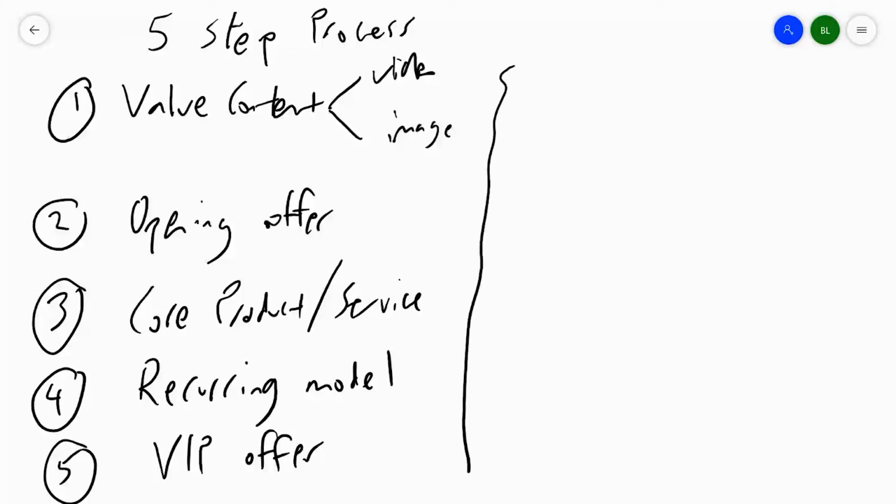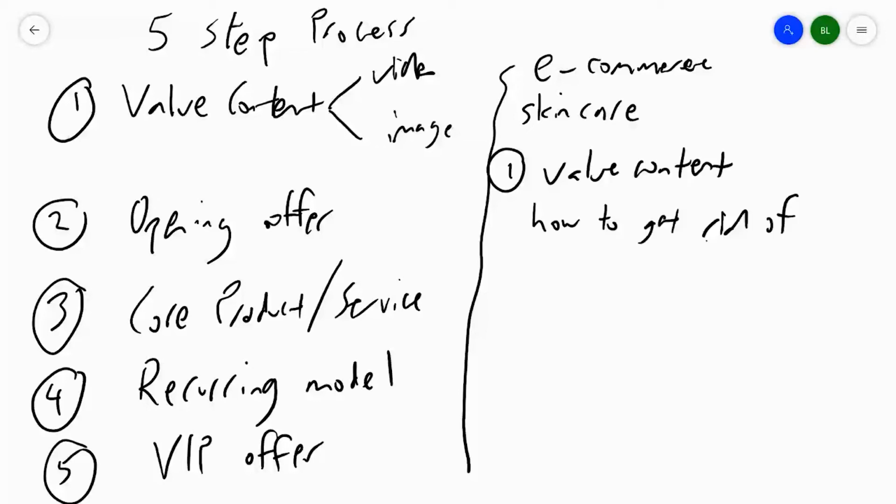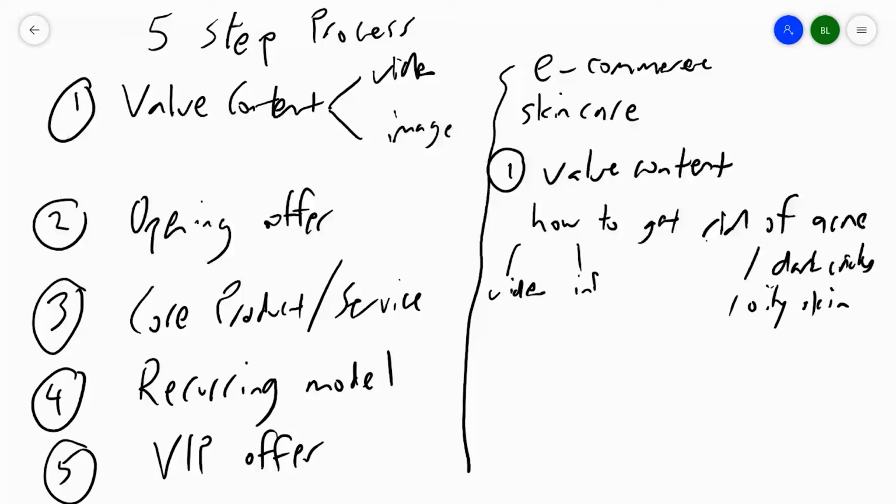Okay, so let's have an example on, let's say, e-commerce. If you wish to start an e-commerce store selling a skincare product, the first step is to produce valuable content. It could be something like how to get rid of acne, how to get rid of dark circles, or oily skin. You can produce this content as video, infographics, or blog content. We want to give value upfront to customers before we even ask them to buy anything from us.